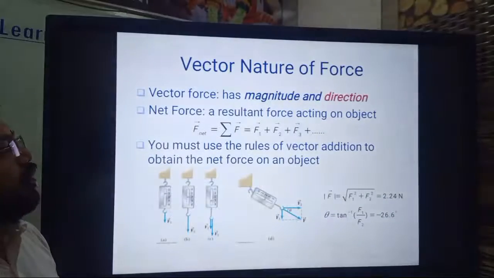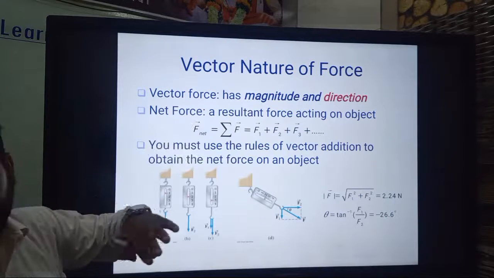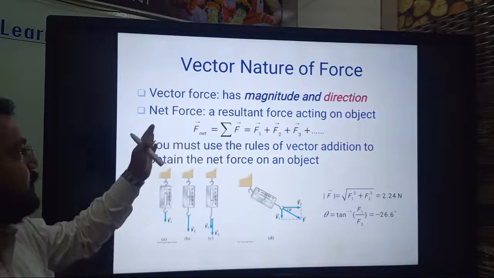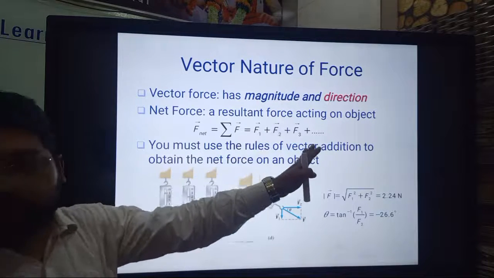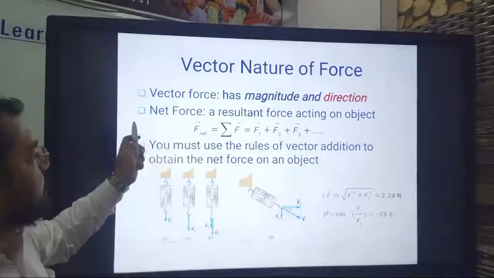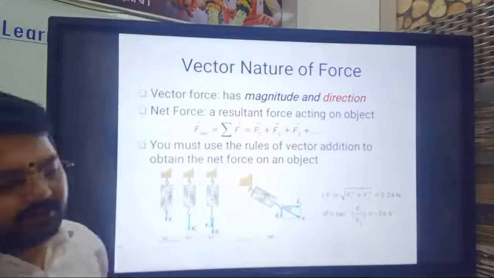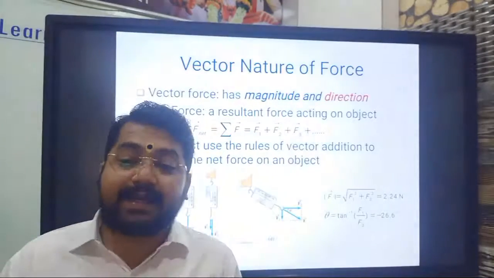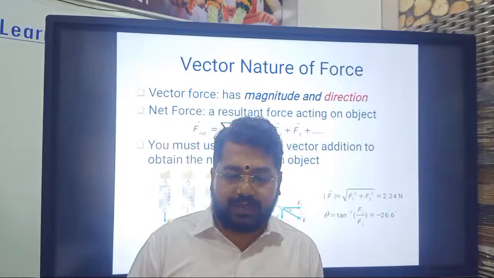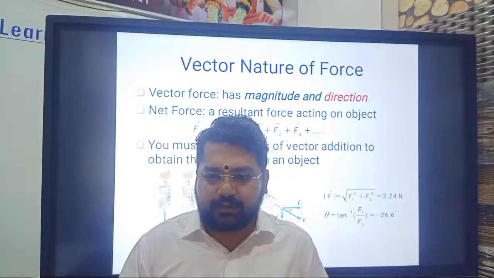Vector nature of force. Vector force has magnitude and direction. So wherever the word vector comes, you must keep in mind it belongs to magnitude and direction. Net force, a resultant force acting on object. Resultant force acting on object is called as net force. It means sum of all the forces acting on a body. Fine.